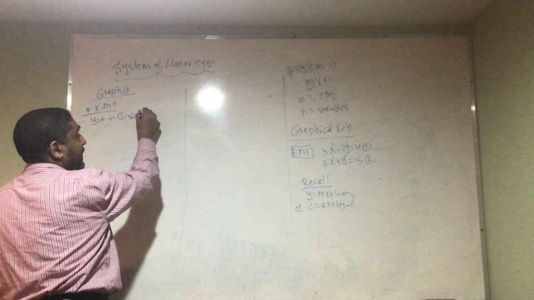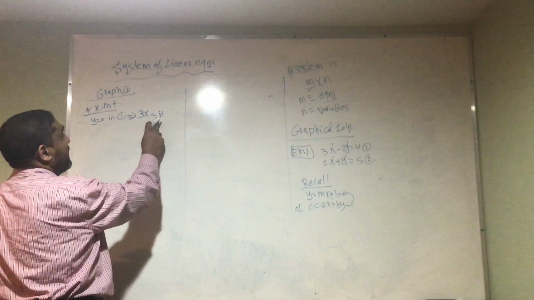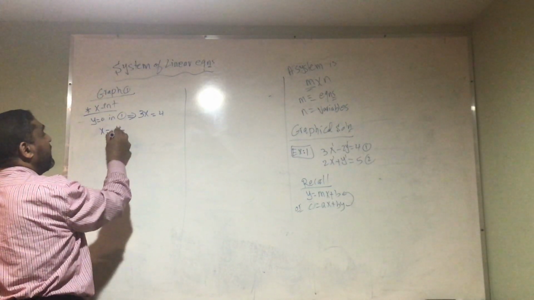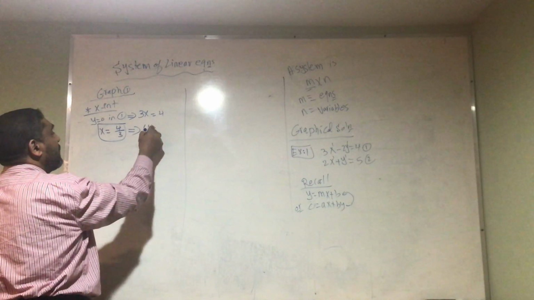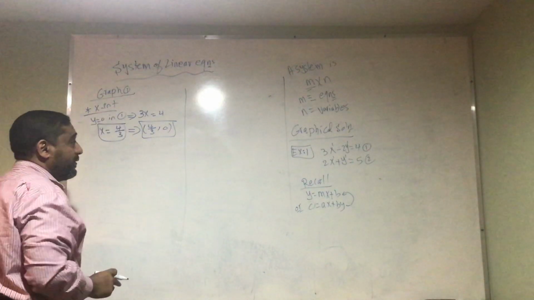So what you have is 3x equal 4. I replace y by 0 here, so you get 3x equal 4. So what is your x? Your x equals 4 over 3. So what did you get for the point? Your x is 4 over 3 and your y equals 0. I put it in a box like this. So that is our x-intercept.